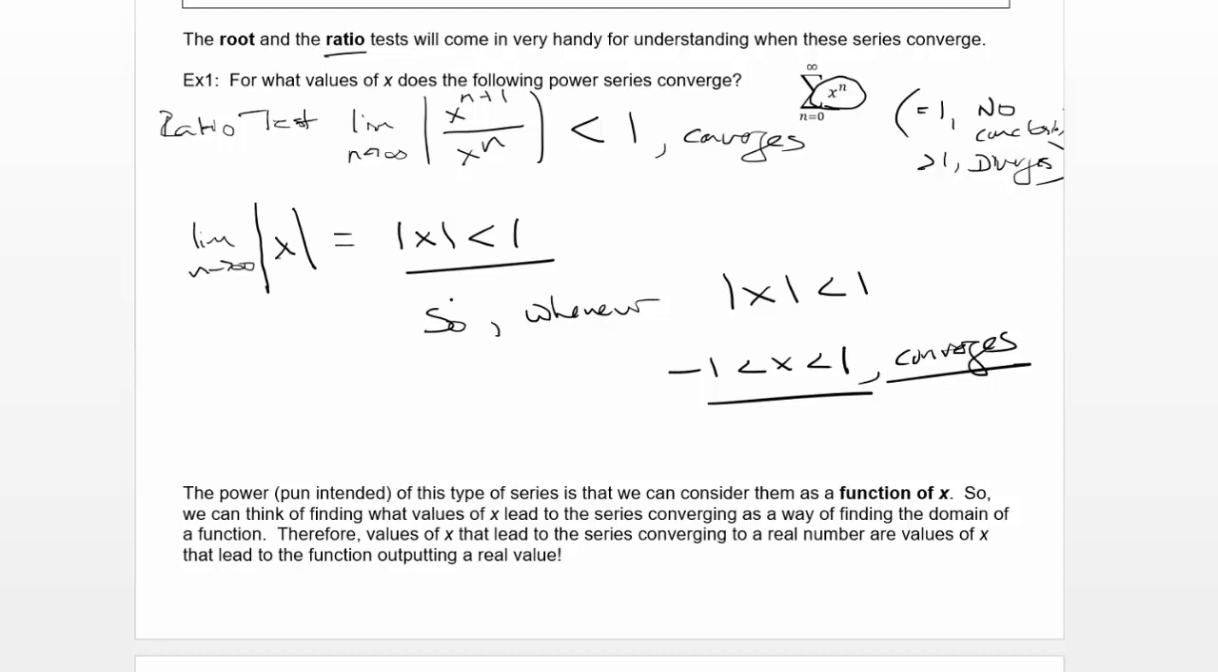Which means that the power of this is that this type of series is really what you think of as a function. I could think of this power series of x to the n as n equals 0 to infinity as a function, because I could plug in x's and then I could get real numbers out as long as the x's I choose are in this interval of convergence. So we can think of this interval of convergence as like the domain of this function.